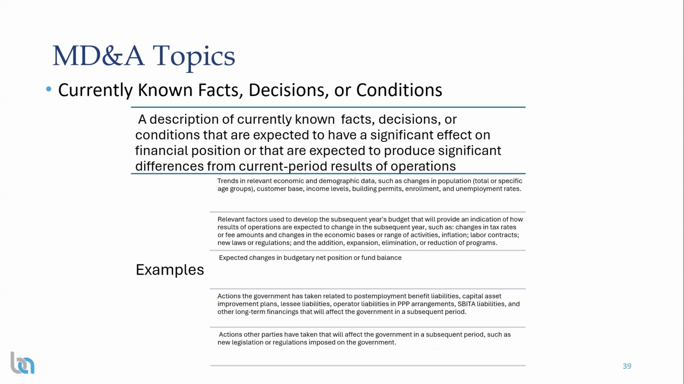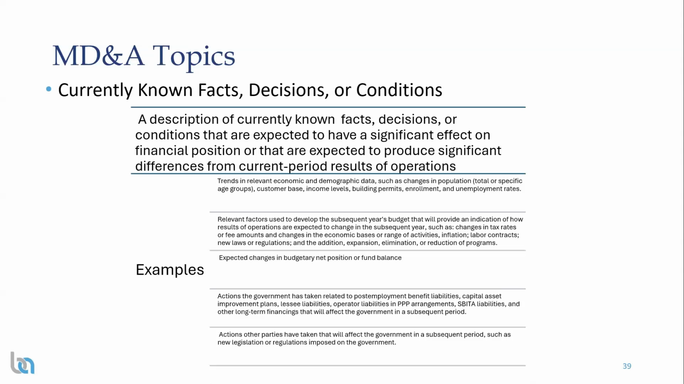Actions other parties have taken that will affect the government in a subsequent period, such as new legislation or regulation imposed on the government. One thing that is actually missing from here, that you no longer have to discuss, is the modified approach for infrastructure. I know most of you don't use that, but a few of our clients do. There used to be a requirement to discuss the infrastructure condition in the MD&A, and now you don't have to do that. The only place you have it is in the RSI, but not in the MD&A. It used to be in both.